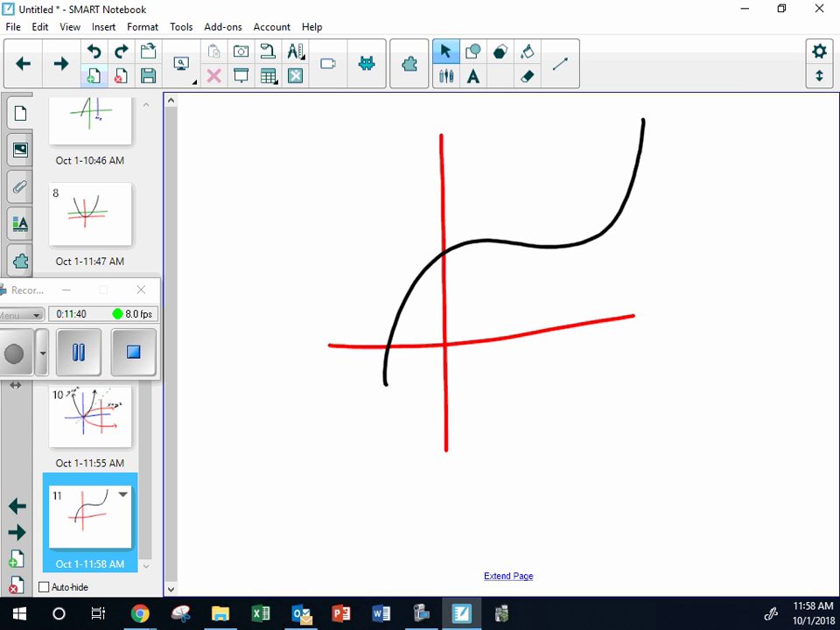Function or not a function? Function, because it passes the vertical line test. Special function, called a one-to-one function. Do you really think it passes the horizontal line test? I'm going to show you a spot I want you to consider.